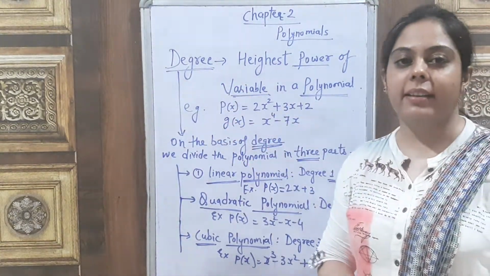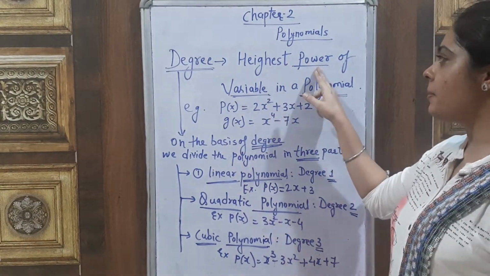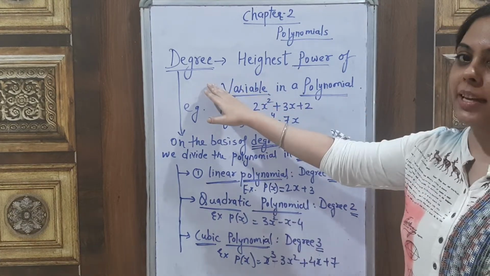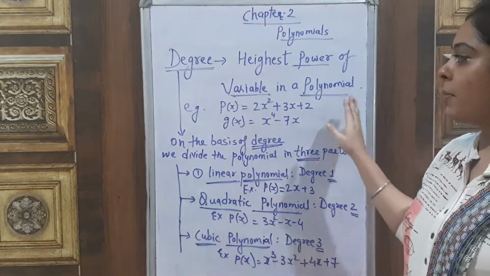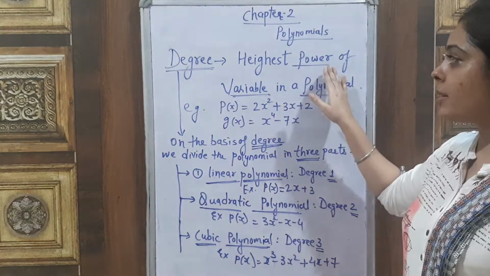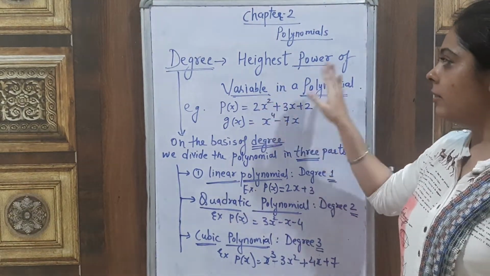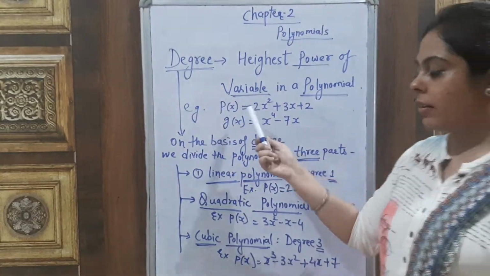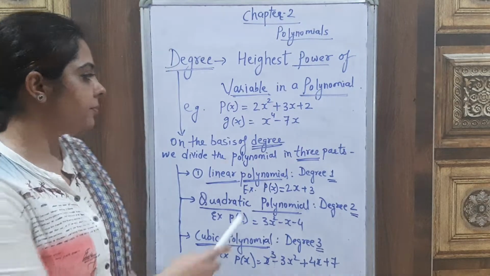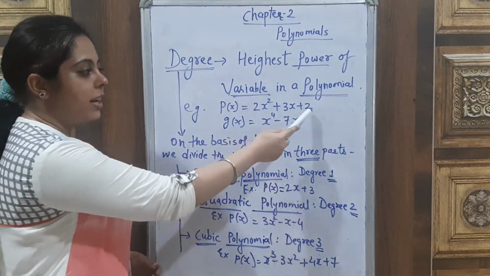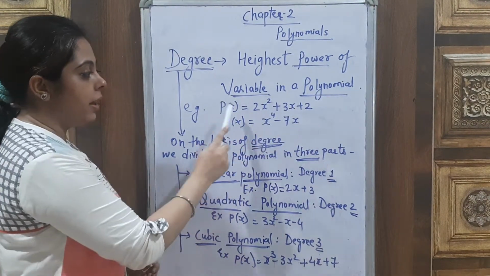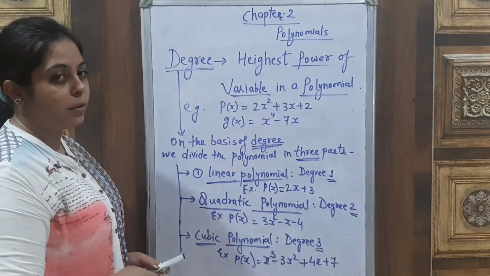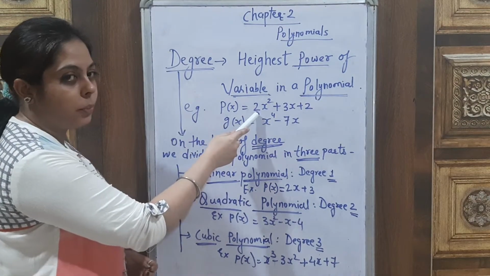डिग्री, व्हाट इज डिग्री? हाईएस्ट पावर ऑफ वेरिएबल इन अ पॉलिनोमियल इज नोन एज डिग्री. किसी भी पॉलिनोमियल की हाईएस्ट पावर डिग्री होती है. फॉर एग्जाम्पल, वी हैव अ पॉलिनोमियल 2x² + 3x + 2. In this polynomial, the highest power of the variable is 2. Therefore, the degree of the polynomial is 2.